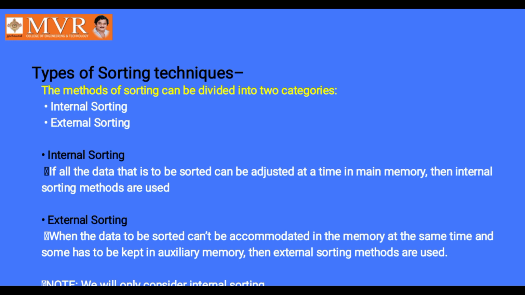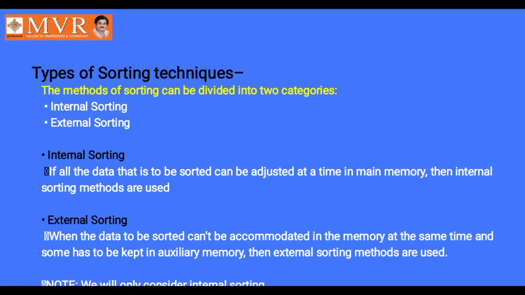Now what is external sorting? When the data to be sorted can't be accommodated in the memory at the same time and some has to be kept in auxiliary memory, then such sorting methods are known as external sorting. That is, if I am given a particular amount of data and while sorting the data, I cannot store all the data in the main memory and I need some auxiliary memory or secondary memory to store my data, then such type of sorting techniques are known as external sorting techniques.